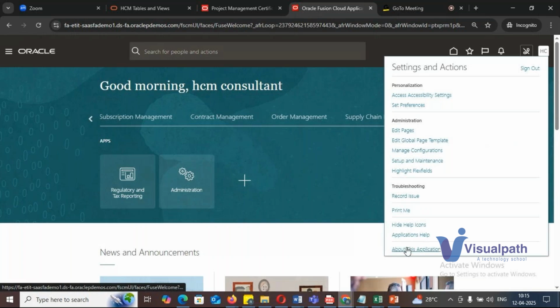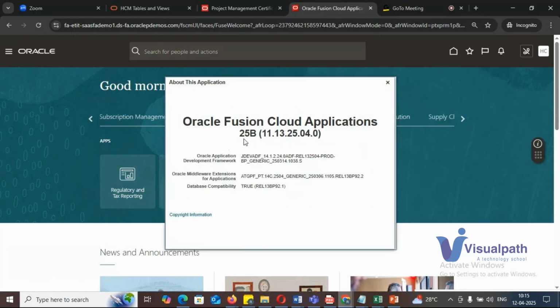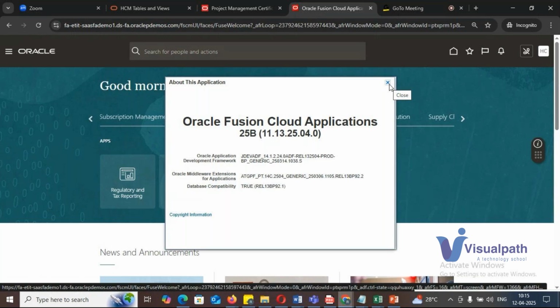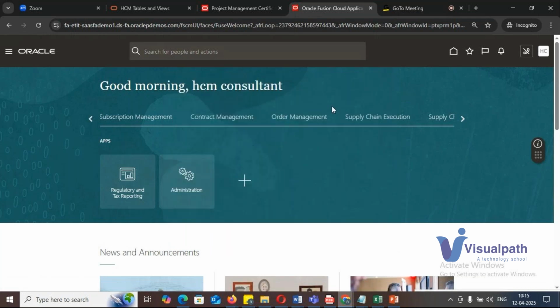I just discussed the version of this application. See, 25B is going on. In Oracle Fusion Cloud applications, 25B is the latest one. Every quarter you will get a new instance, but it depends on whether the client has already migrated from Oracle. So, how to create that user ID first.